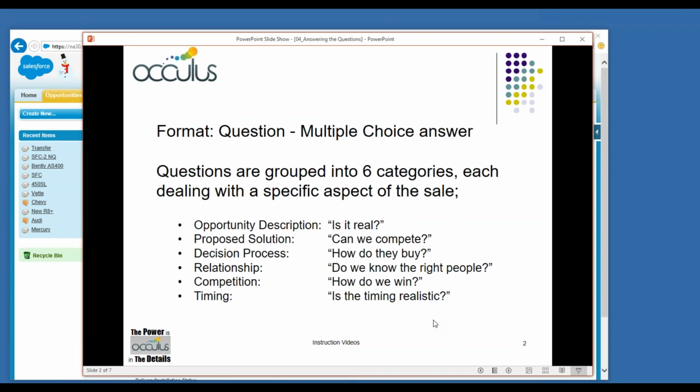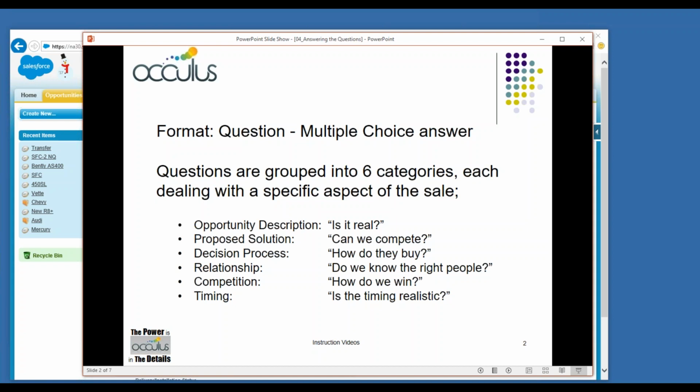The format is a question with multiple choice answers. Most of the answers are yes, no, or uncertain. You'll see that the questions are grouped into 6 categories. Each category deals with a specific aspect of the sale. The first category is opportunity description. And in this category, we're asking the question, is the opportunity real? Is there a well-defined, compelling event, budget, time frames, etc.